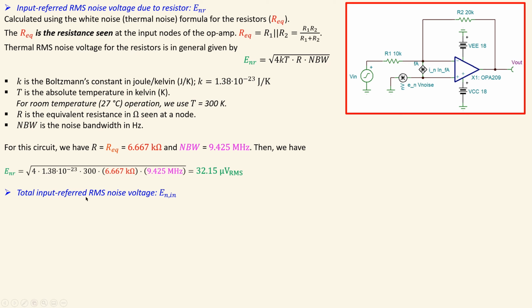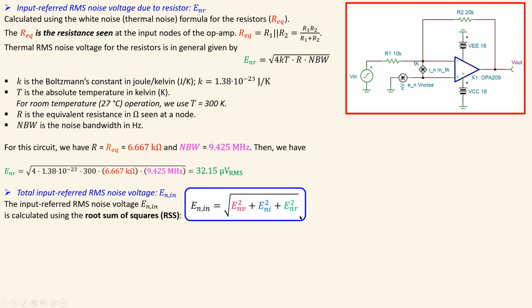So the total input referred RMS noise voltage can now be calculated, because now we have the necessary elements. The input referred RMS noise voltage is calculated using the root sum of squares. We already know that, which is this formula. We have discussed this earlier. Now, let's summarize what we have.